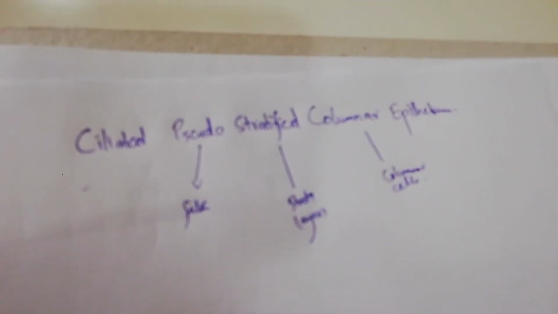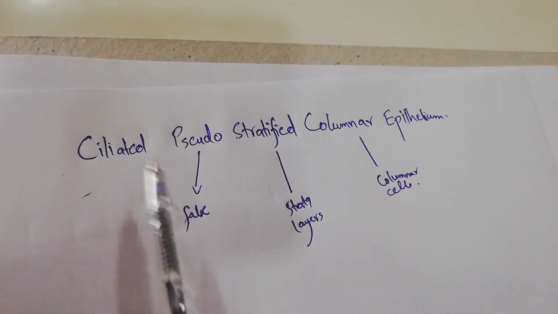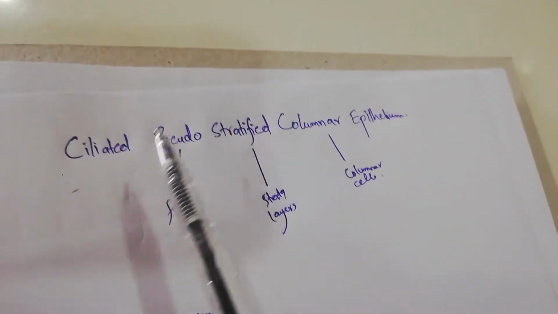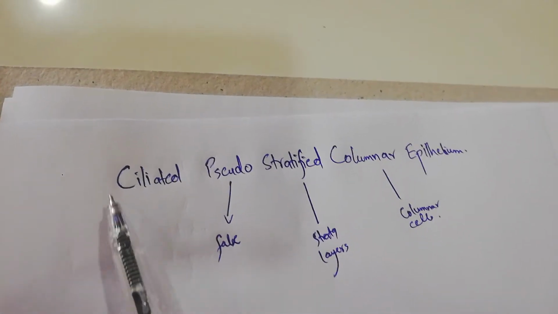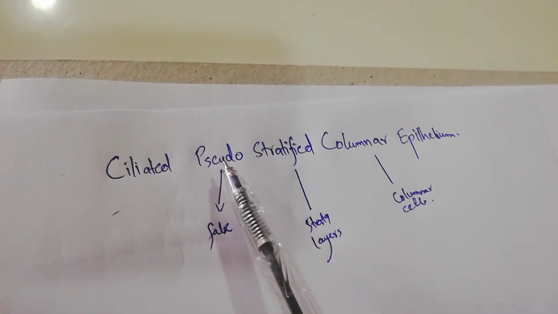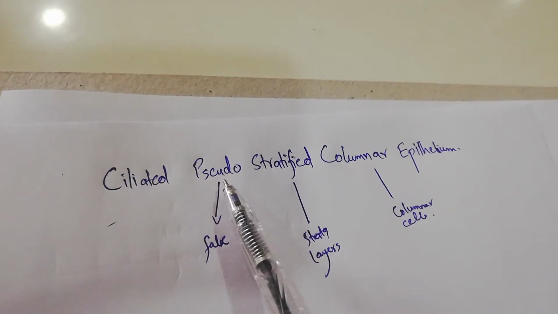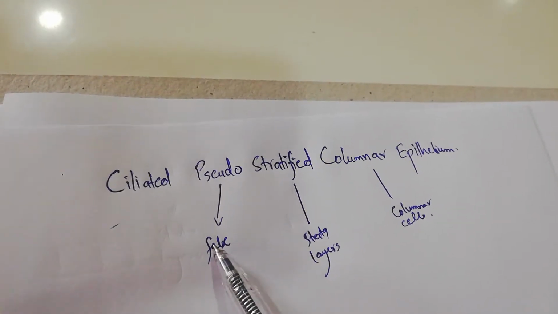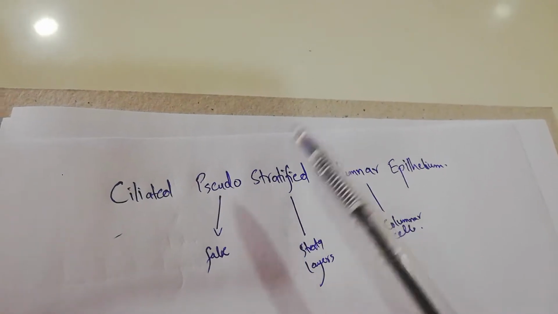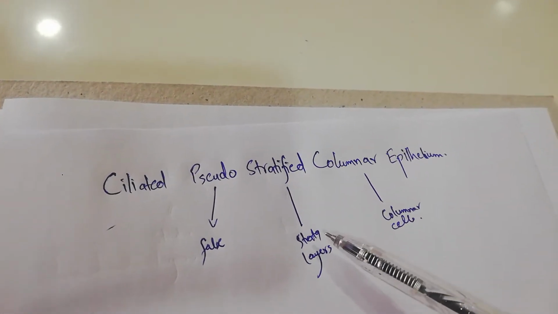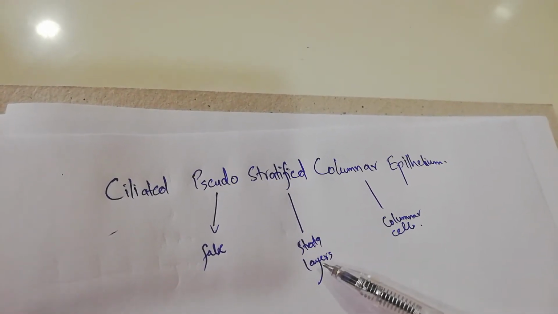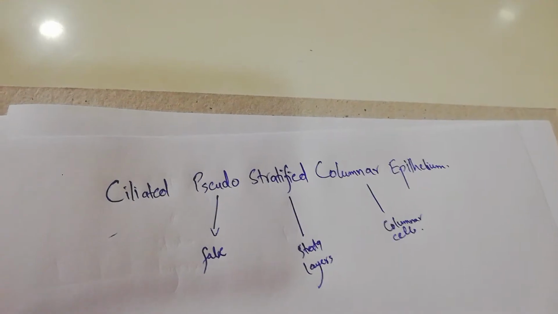Okay, so the next epithelium that we are going to discuss is ciliated pseudostratified columnar epithelium. Now, again, we have to study the name, what this name means. Ciliated, what ciliated means, we'll discuss later. So let's move on to the next word, that is pseudostratified. Pseudo means false. So what is false going on here, we will see later. Stratified means that it has different strata or layers. Again, we'll see what this word stratified means in this epithelium.